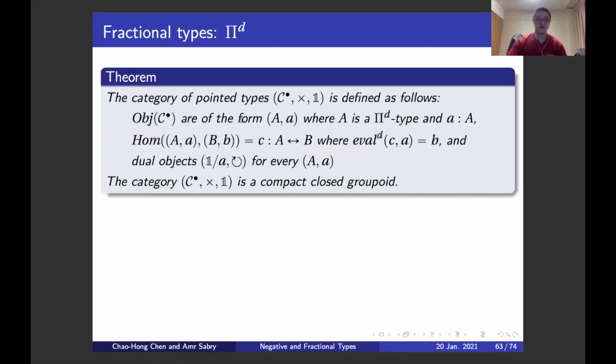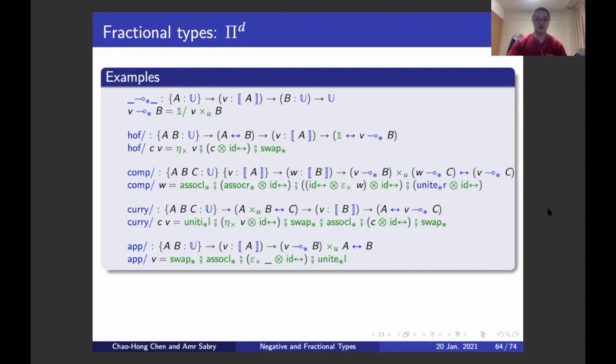Now for the category construction, we need to use pointed types here. And we show that this pointed type category is indeed a compact closed category, or more precisely, a compact closed groupoid. And this allows us to define some kinds of partial application things using fractional types.